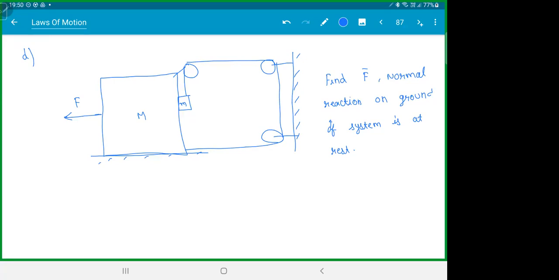But what is T, Ronak? T is not given. Only capital M and small m are given. You have to give the answer in terms of the variables that are given.